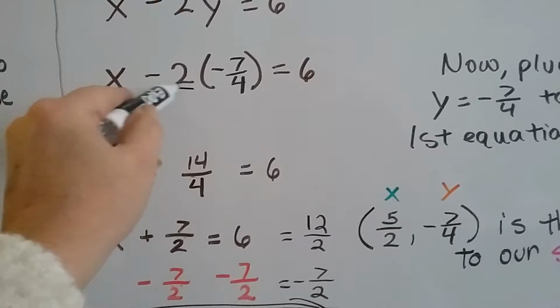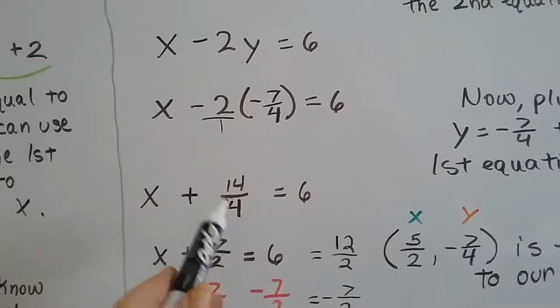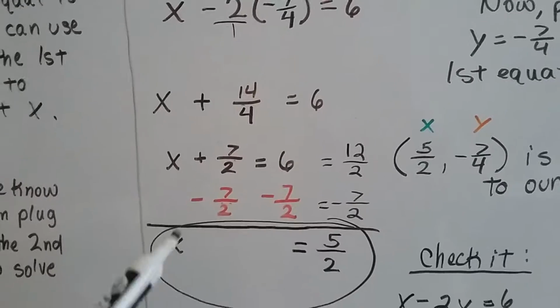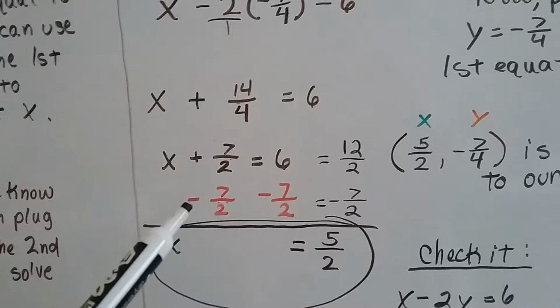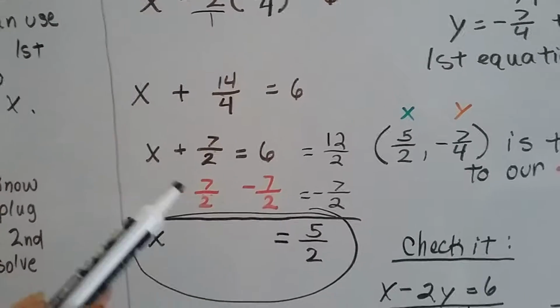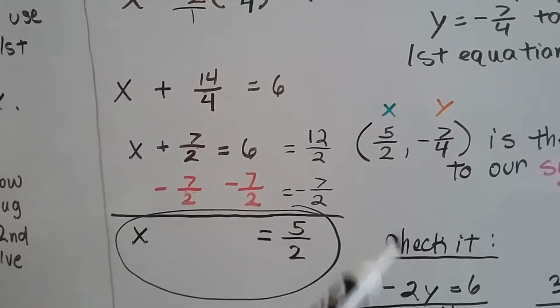Because there's like a little 1 here, isn't there? So it's 14 over 4. All right? So now that can be simplified to 7 over 2, can't it? So now what we can do is subtract 7/2 from each side. And 7/2 is like 3.5, isn't it?